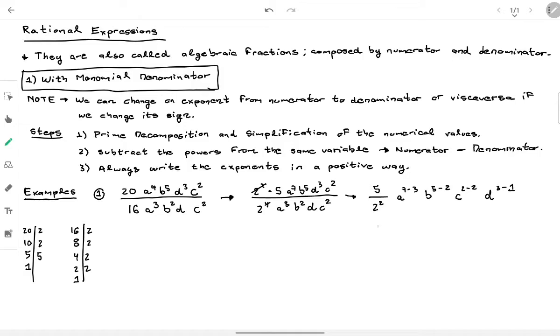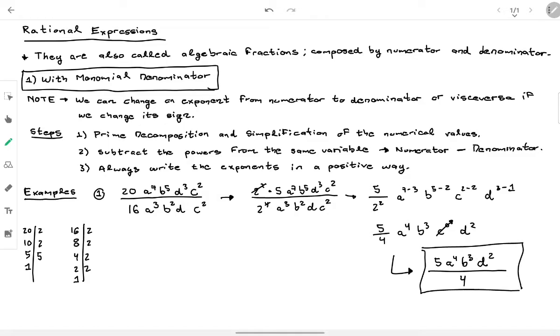So let's see, it's going to be 5 quarters. And what about the letters? It's going to be a to the 4, b to the third, c to the 0. Everything to the 0 is 1. And it's going to be d squared. So we can write it like this, or we can put it in a single fraction, as the only thing we have in the denominator is a 4, and it's going to be 5a to the 4th, b to the third, d squared. And this is going to be our actual final answer. So it's not very difficult. It's only doing prime decomposition, subtraction of the powers, and writing the answer always with exponents in a positive way in a single fraction. Let's see another example.